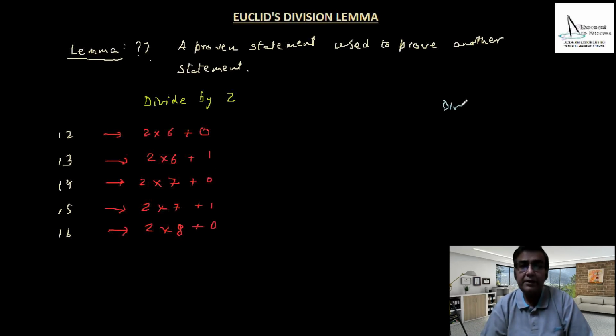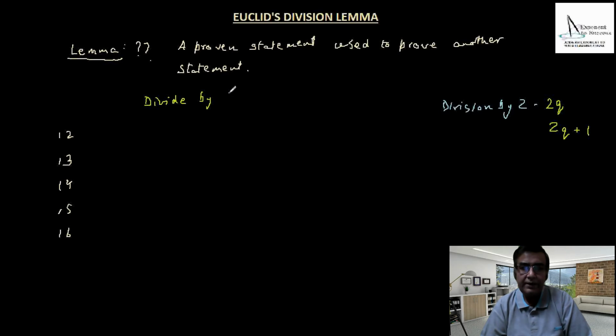So let me write it on the side here that when a number is divided by 2, it is of the form 2q, which means 2 times the quotient, or it can be of the form 2q plus 1, which means it leaves behind a remainder of 1. So either it leaves no remainder or it leaves a remainder of 1. Now let me delete this and look at division by 3.